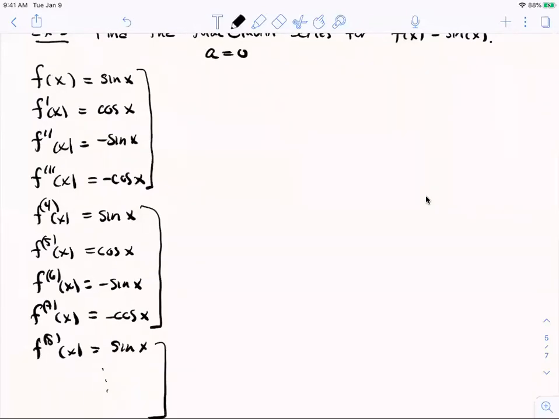So I'm just going to make a table here. I'm plugging in a equals 0. Over here I'll index. We were taking the 0th derivative, the first, the second, the third, the fourth, the fifth, the sixth, the seventh, the eighth, dot, dot, dot. When we plug in a equals 0, what do we get? Well, the sine of 0 is 0, but the cosine of it is 1. Sine of it is 0, the cosine of it is 1.